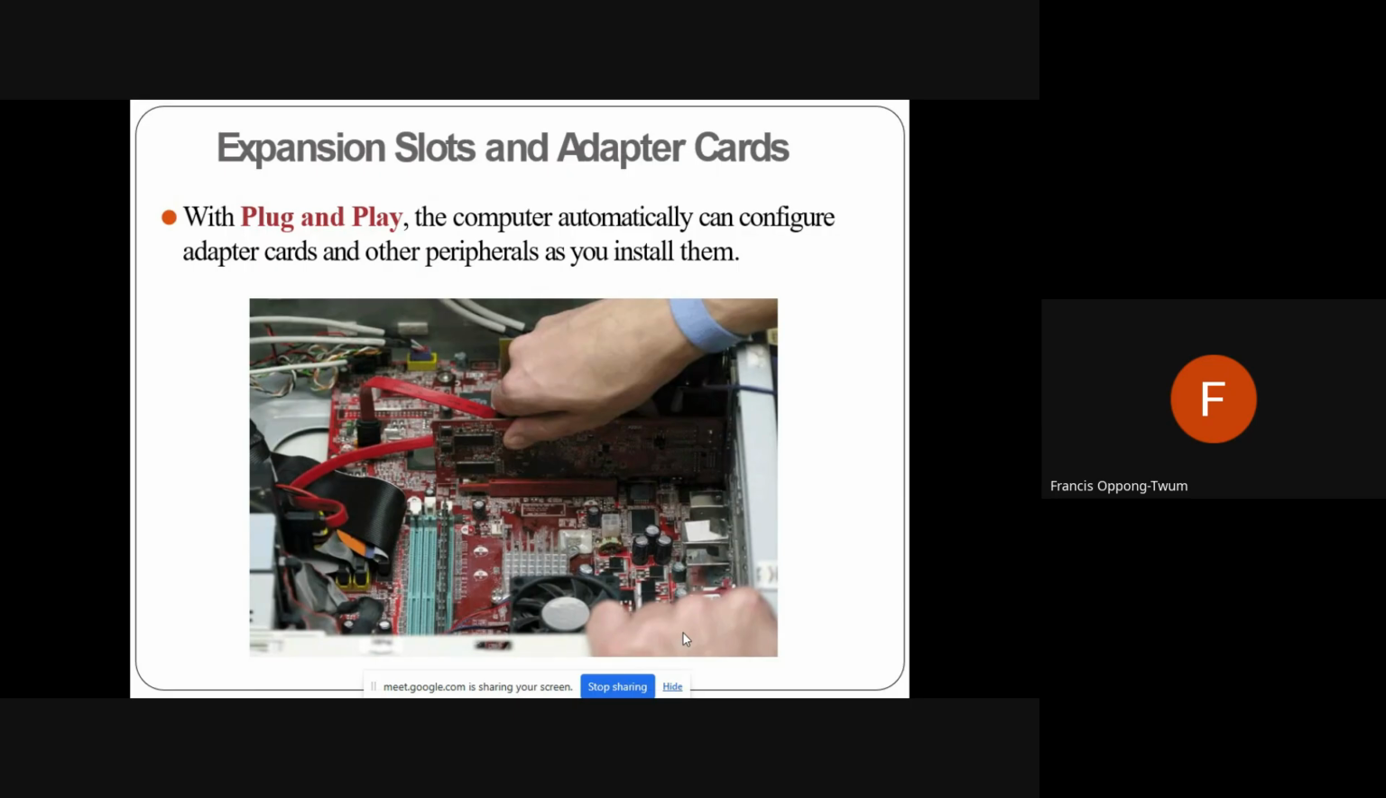Most of the adapter cards that we used to have were plug and play. They act as plug and play. When we talk of plug and play, we are saying the computer can automatically configure the adapter cards and other peripherals as you install them. So that is that for you.